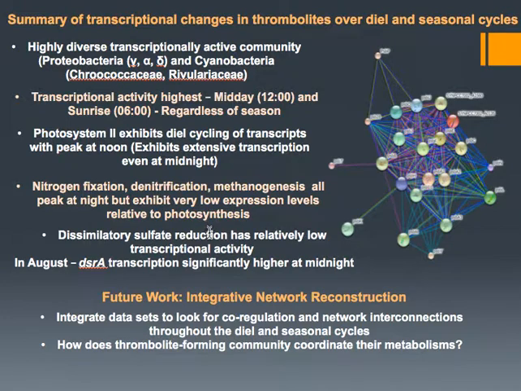Dissimilatory sulfate reduction, we followed that one gene. It had relatively low transcriptional activity, although it was a little bit higher at night, but the low expression levels suggest that that metabolism isn't very important in the thrombolite ecosystem. The next thing we want to do is start building integrative networks where we can start to reconstruct what genes are expressed when, and start to look at the co-expression networks and really how do they regulate these metabolisms over time.